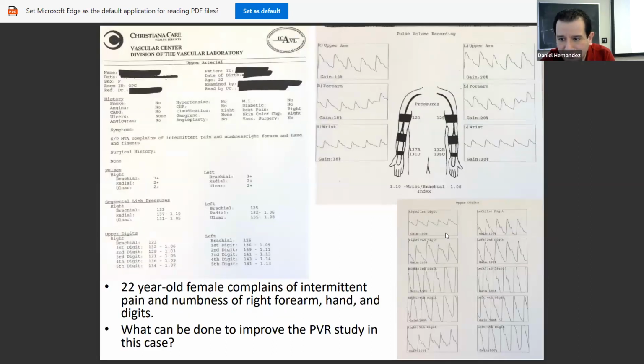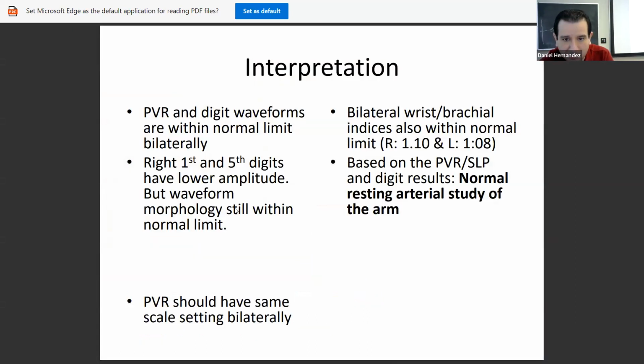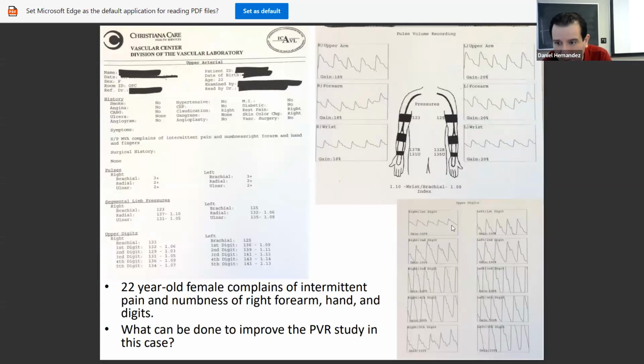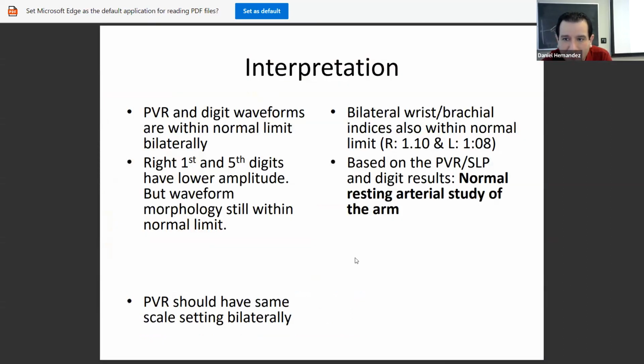Just really looking at it, the only thing maybe you would have seen potentially is this first and fifth digit. The waveforms don't look as high amplitude as they do on the left side, but they do look within normal limits. You still have all the normal characteristics of the waveform, like dicrotic notch, fast upstroke, sharp peaks. To improve the study, the gains could have been turned down for the digits.